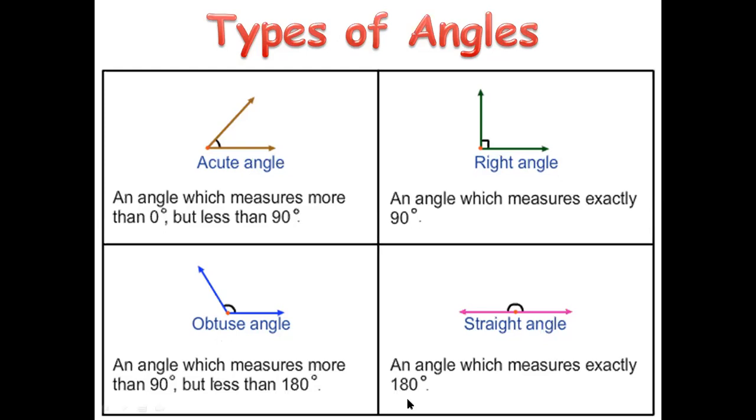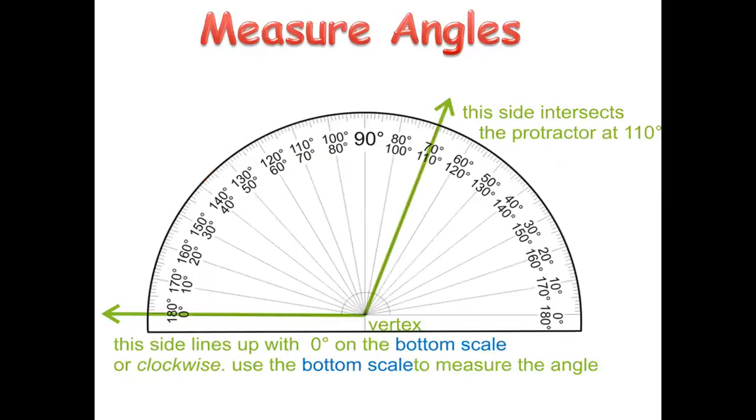Now, the other kind of angle we have is the straight angle. So a straight angle is always straight and it measures 180 degrees. Okay, so these are the four basic angles we have: acute, right, obtuse, and straight. Now, keeping these four angles in mind, let's move on and see how we measure angles.